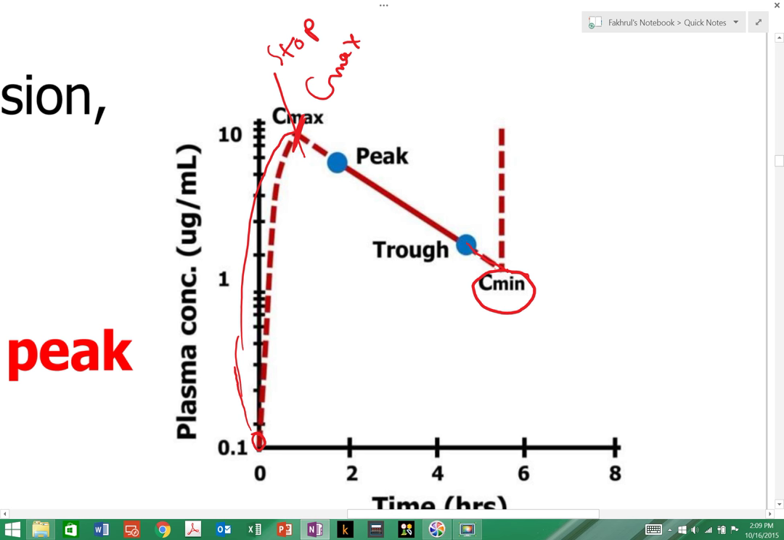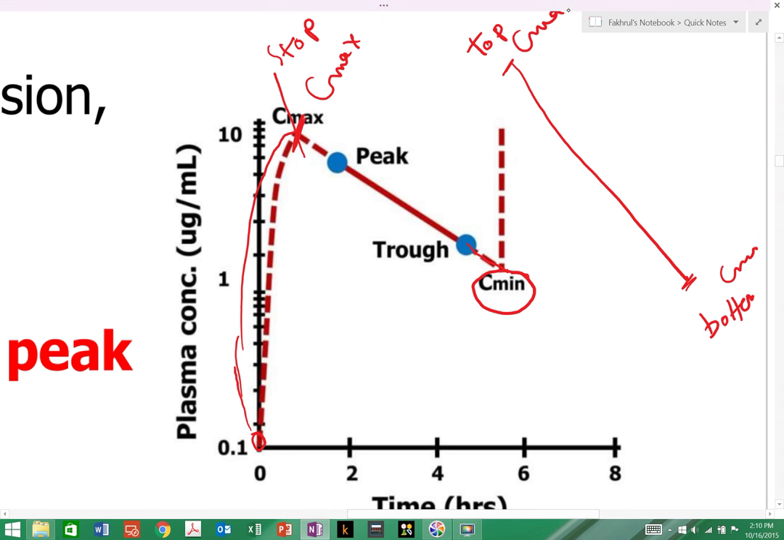So you have to think about this as a mountain. You can call it the top of the mountain and the bottom. So here we will call Cmax, and this one we'll call Cmin. But in case of intermittent IV infusion, the blood sample we take is not Cmax or Cmin. We take it in between, somewhere here. This is called peak concentration, a little after you stop the infusion.